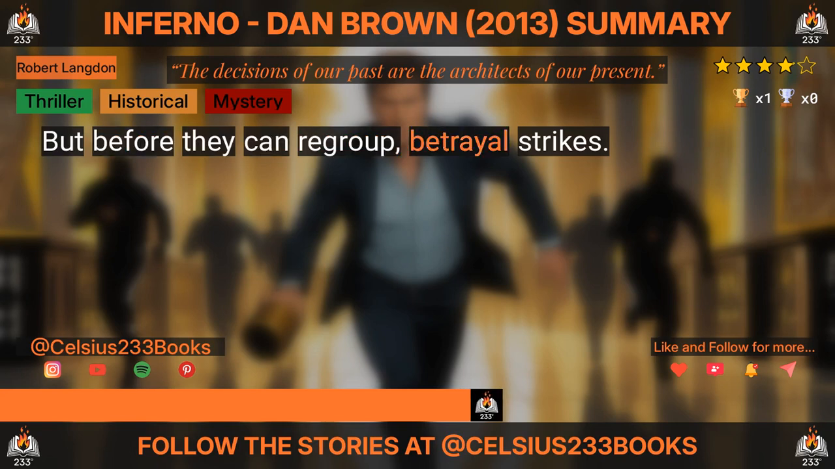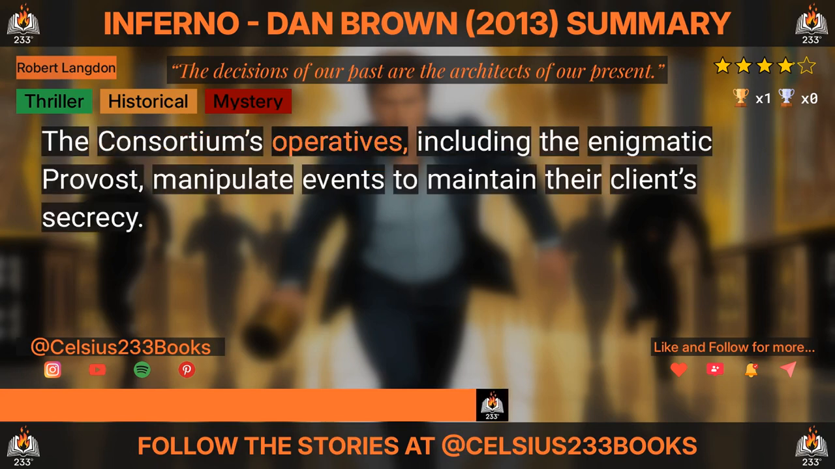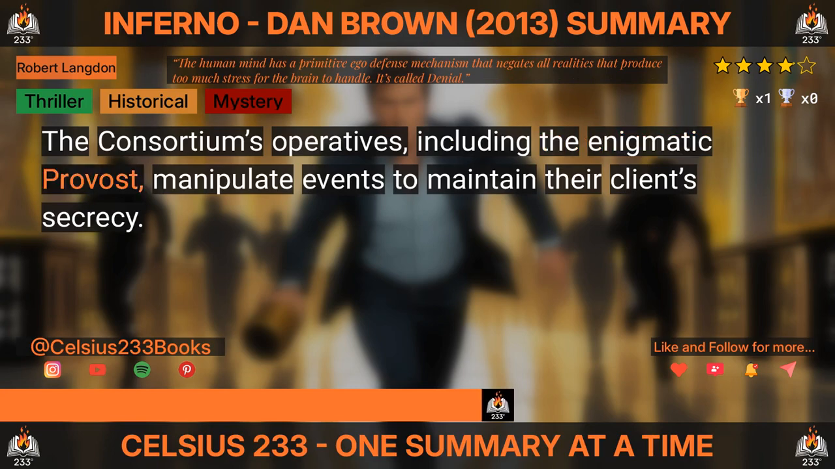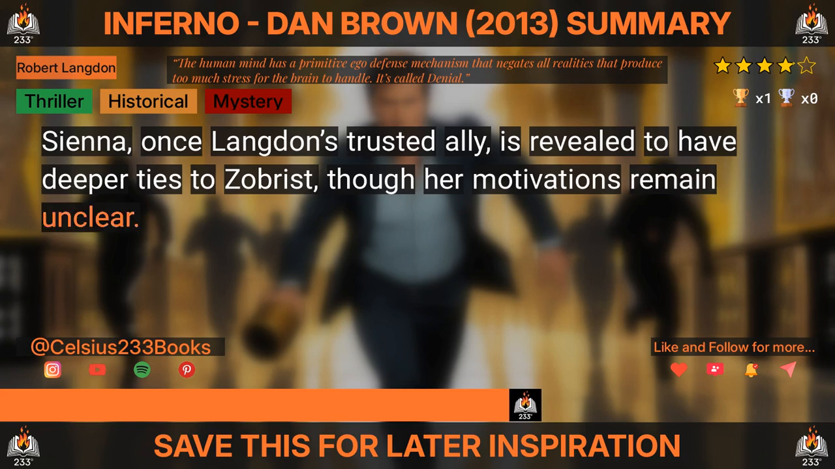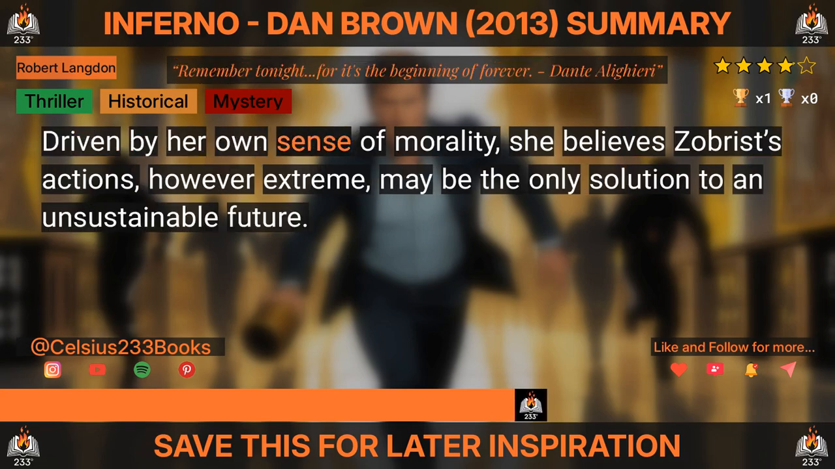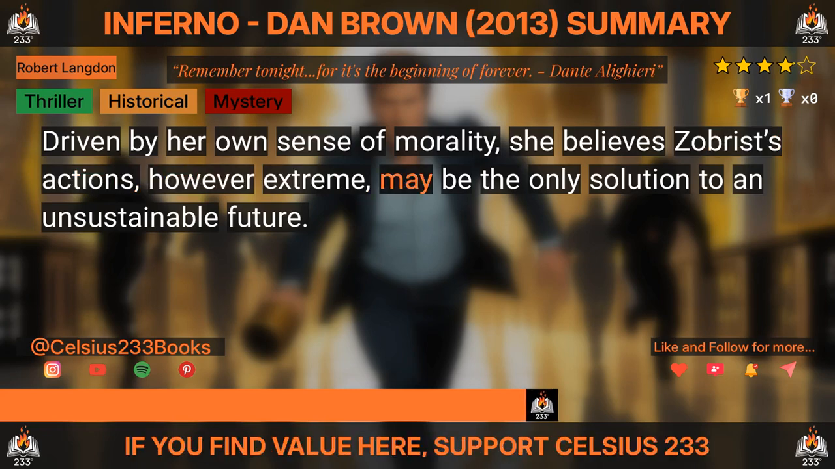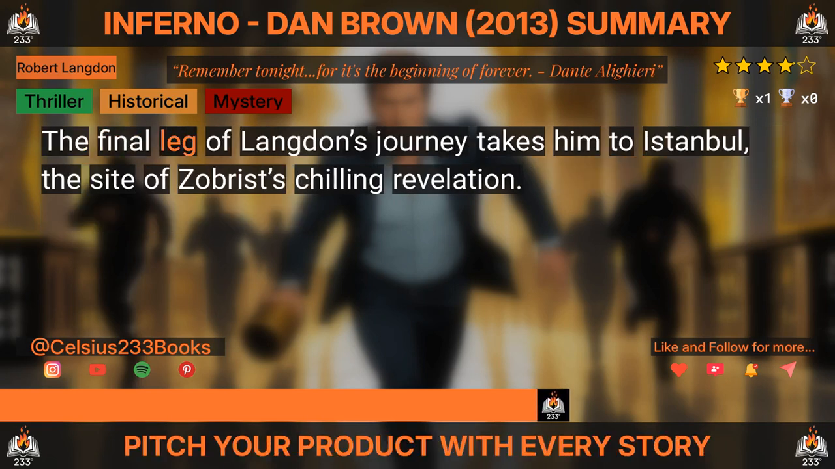But before they can regroup, betrayal strikes. The Consortium's operatives, including the enigmatic provost, manipulate events to maintain their client's secrecy. Sienna, once Langdon's trusted ally, is revealed to have deeper ties to Zobrist, though her motivations remain unclear. Driven by her own sense of morality, she believes Zobrist's actions, however extreme, may be the only solution to an unsustainable future. The final leg of Langdon's journey takes him to Istanbul, the site of Zobrist's chilling revelation.